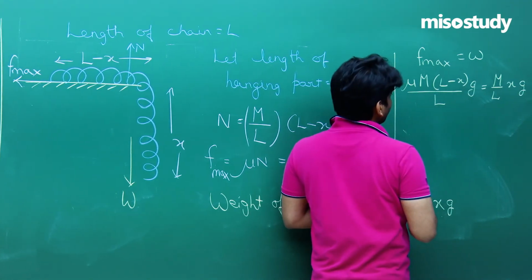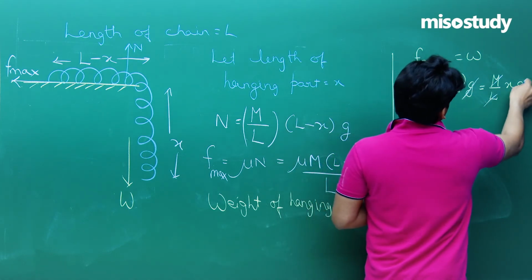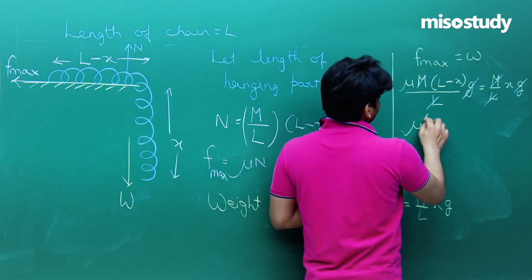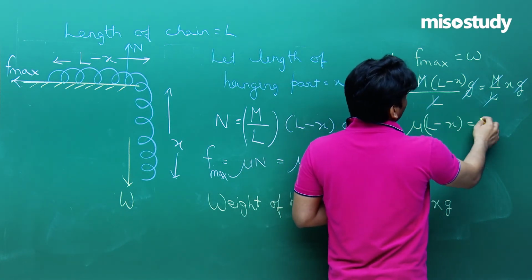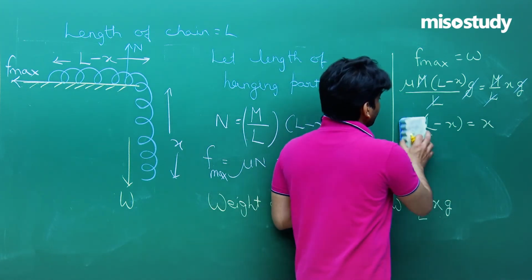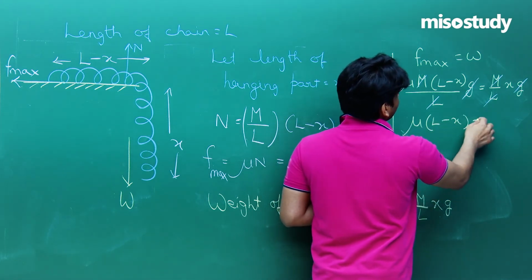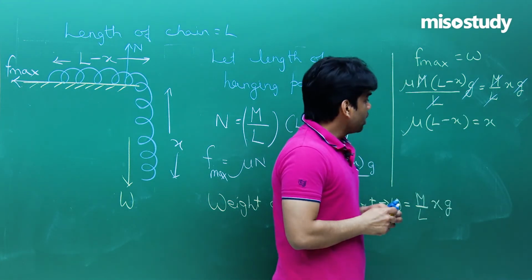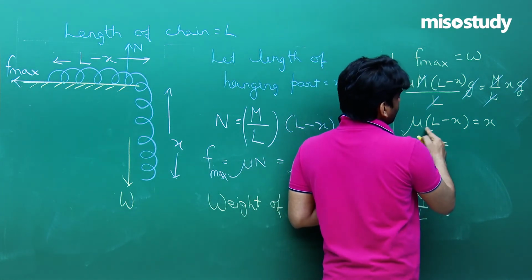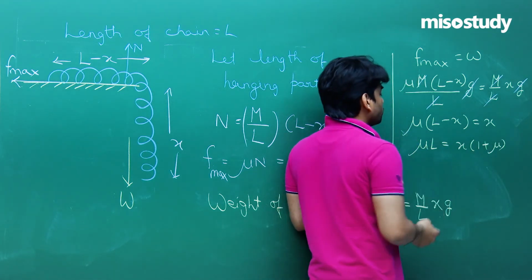Now solve this for the value of x. L and L will be cancelled out, m and m cancel out, and g cancels out. We are having mu into (L minus x) is equal to x. This is what we are getting. Let me just write in a straight line. Mu into (L minus x) is equal to x. This is what we are obtaining. Quite clear, we can say that mu into L is equal to x (1 plus mu).